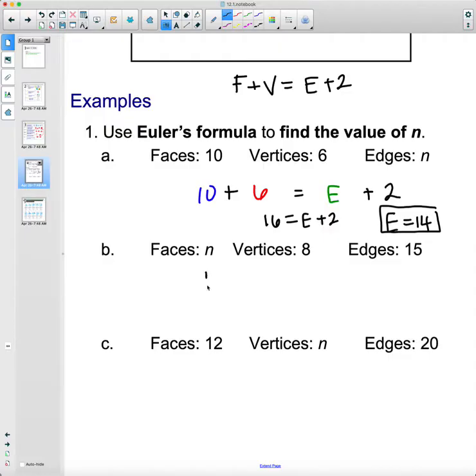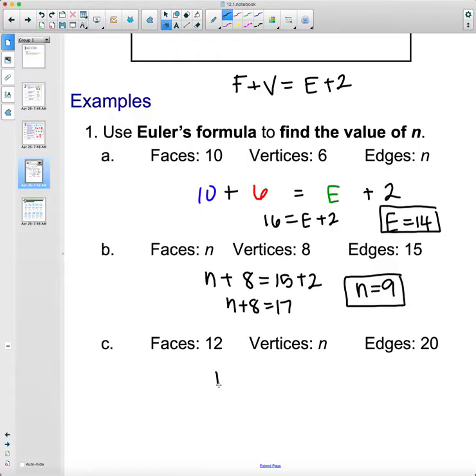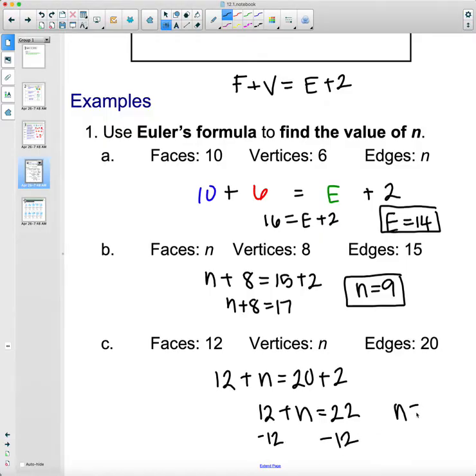Next one, faces plus vertices equals the edges plus 2. So then we have n plus 8 equals 17. Subtract 8 from both sides, and you get 9 for the number of faces. Faces 12 plus vertices, which we're looking for, equals the edges plus 2. So 12 plus n equals 22. Subtract 12, and you'll get that the number of vertices is 10.